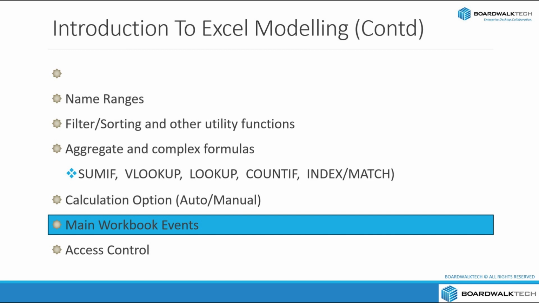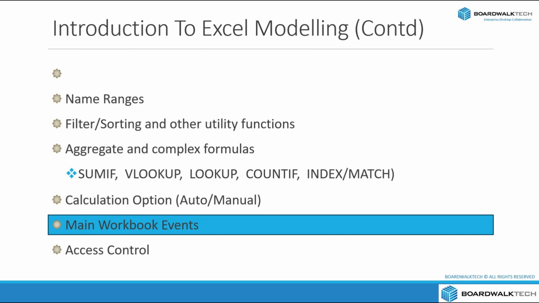Before Close event, which is triggered before the workbook is closed. Useful for validating data, making last-minute changes, or displaying a confirmation message. Before Save event, which is triggered before the workbook is saved. Useful for validating data, making last-minute changes, or displaying a confirmation message. Sheet Activate event, triggered when any sheet in the workbook is activated. It can be used to update information or perform actions when switching between sheets.